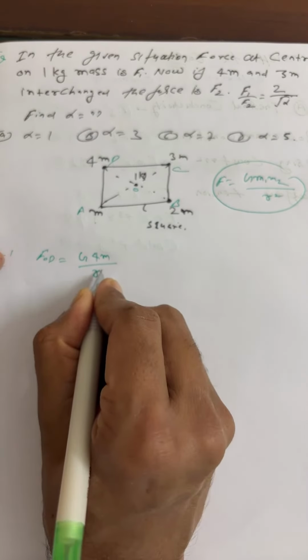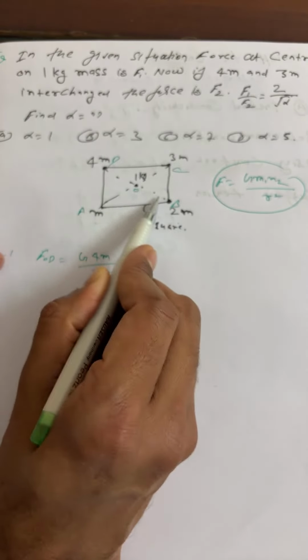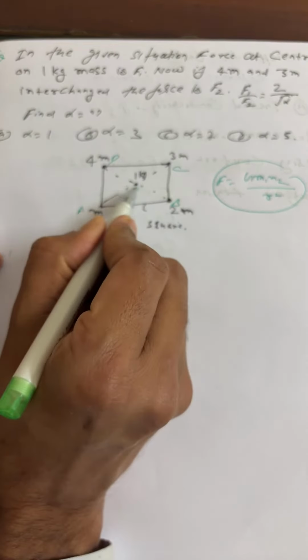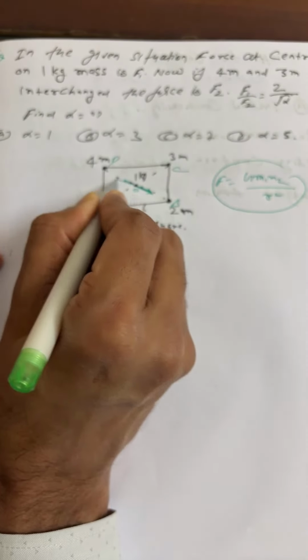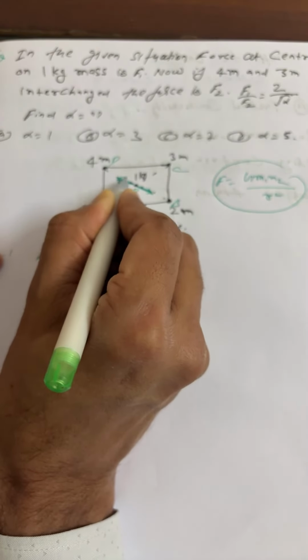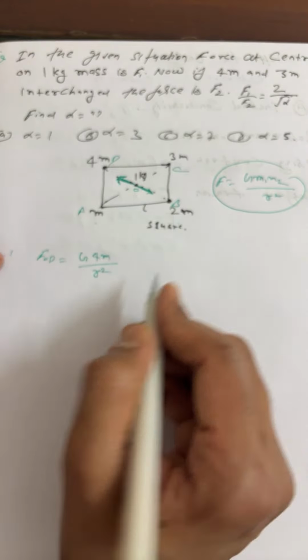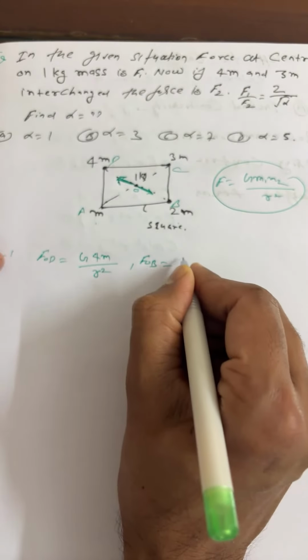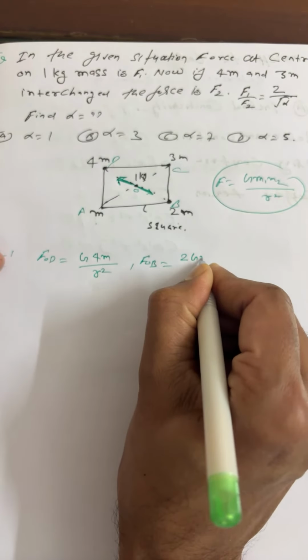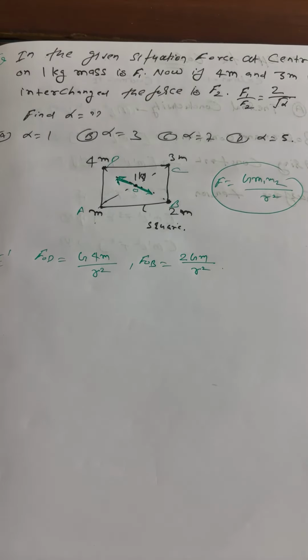R square. Then I can say for the others, 2 and 3. This force is in this direction, beta. This is attractive force. Gravitational force is independent of the medium, beta. So this force, due to OB, is 2 G M by R square. Right, my dear?